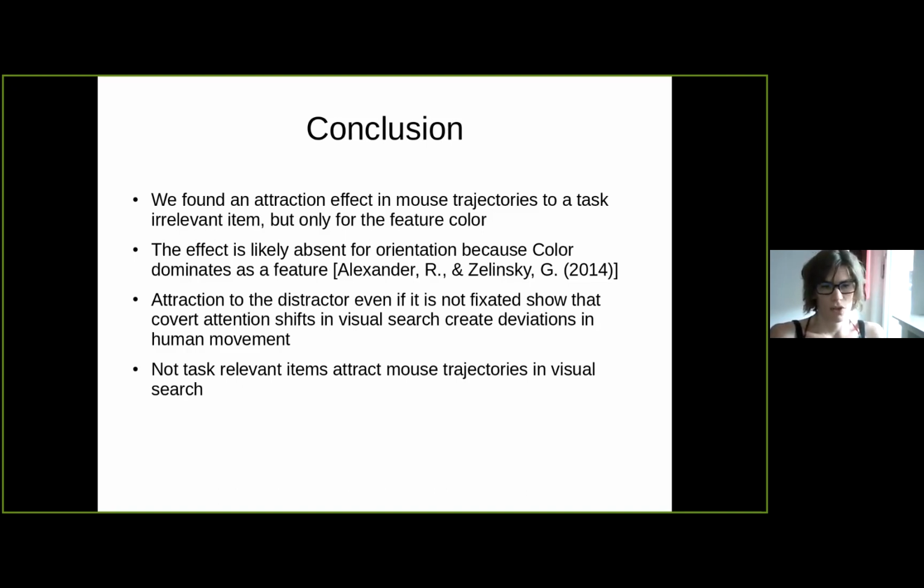We also see that attraction of the mouse trajectory to the distractor is there even if the distractor is not fixated. So we infer that a covert attentional shift happens there, and that in visual search, distractors that are not fixated can still induce these attentional shifts and have an effect on the movement.